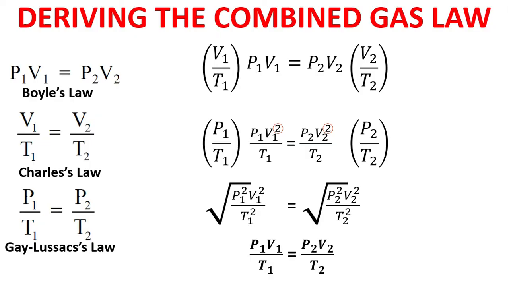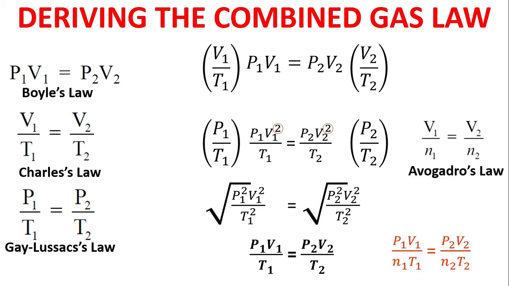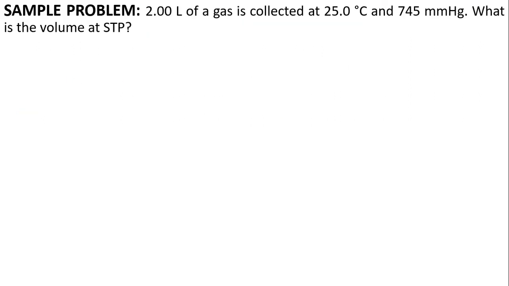Okay, so we can also use Avogadro's law. When we use this, it will give us P1V1 over N1T1 is equal to P2V2 over N2T2. Now, to give you some illustration, let's use this to compute some problems. So let's start with an easy one.